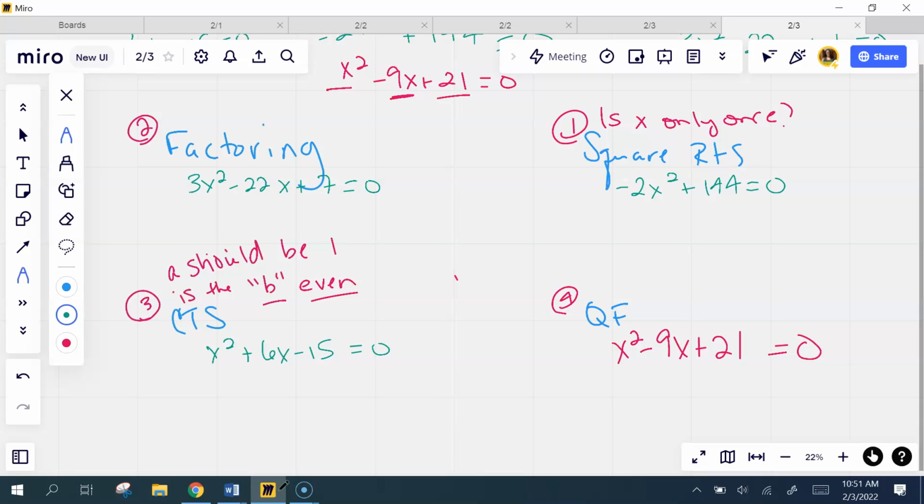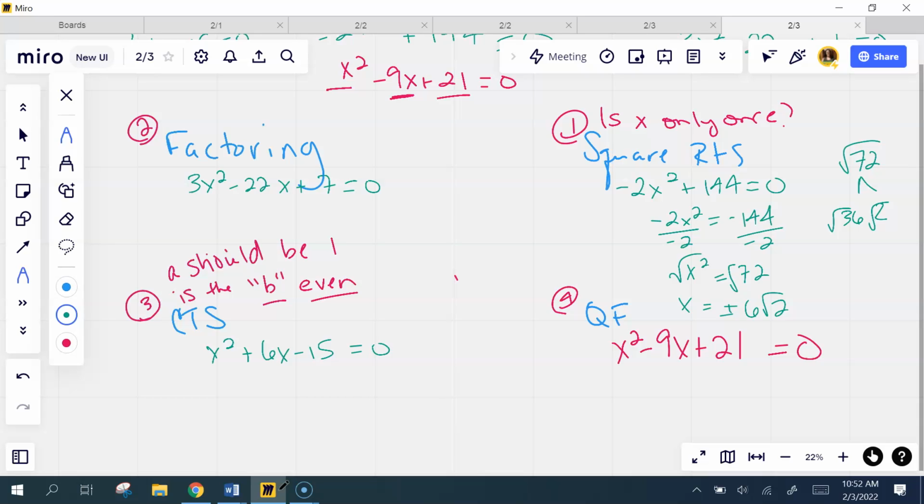Here I would subtract 144, so I'd have negative 2x squared equals negative 144. Divide by negative 2. X squared equals 72. When I do the square root of 72, I'm going to have to split that up. So I get, don't forget that plus or minus, right? So plus or minus square root of 6 times the square root of 2. Because I messed up. Thank you.